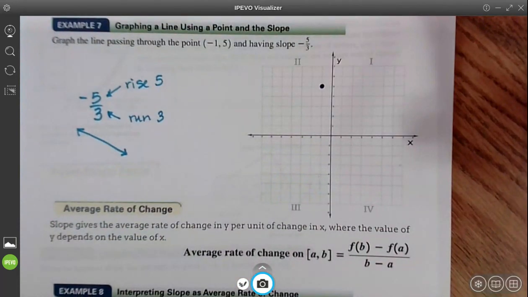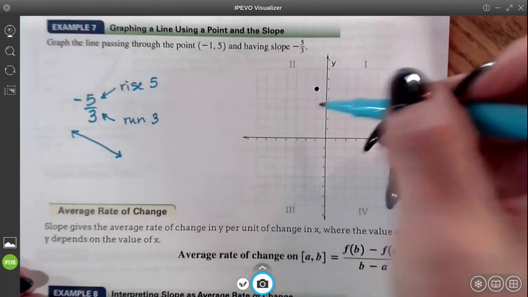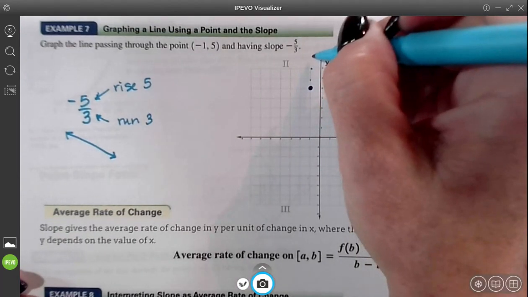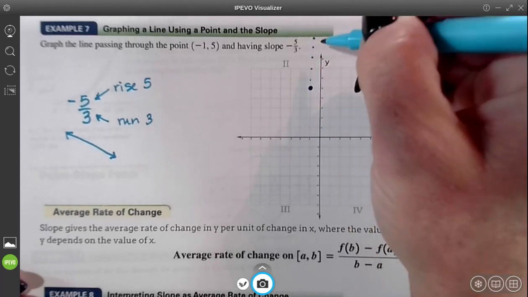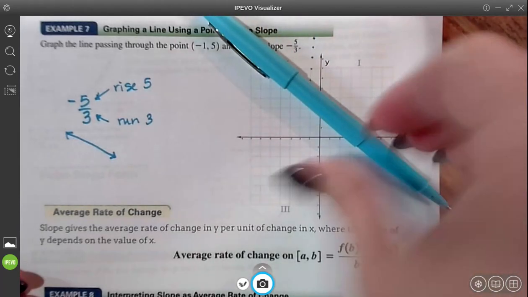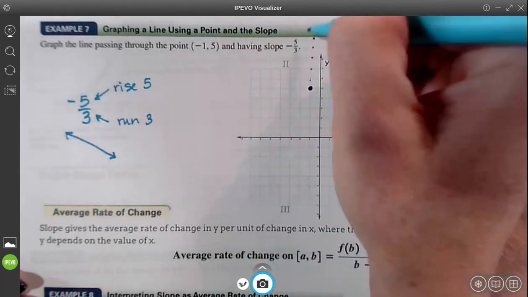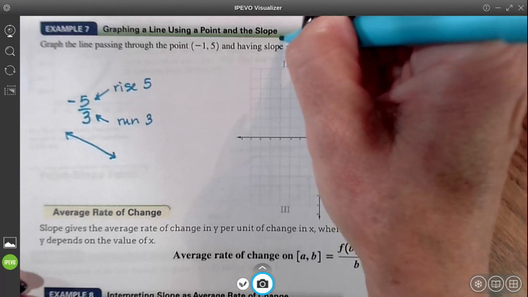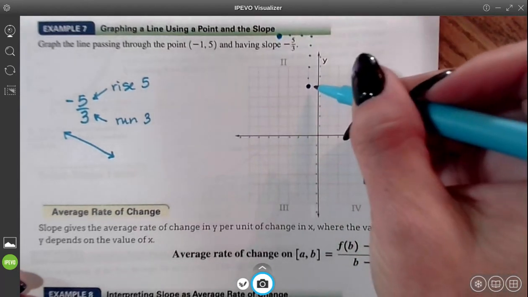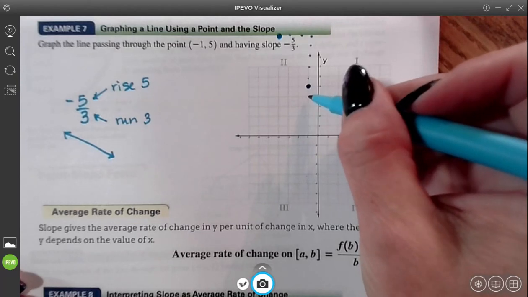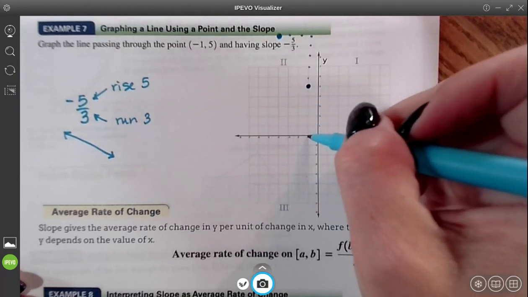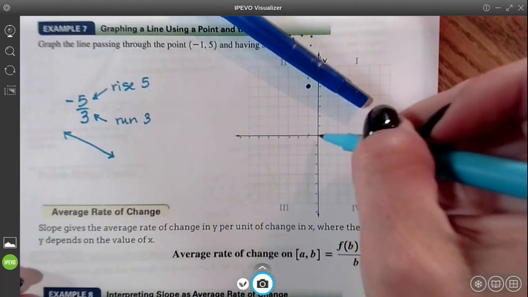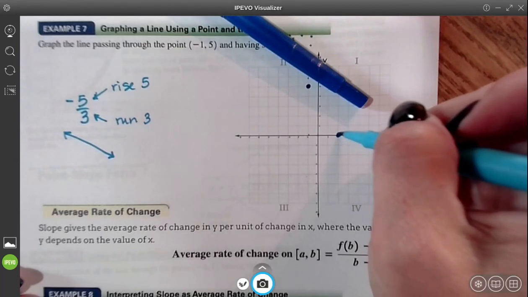So if I start from the point that we were given, negative 1, 5, and I rise 5, that's going to put me up in here. 1, 2, 3, 4. If I rise 5, in order for my line to slant negatively, I'm going to need to run 3 to the left before I put my point right here. But if I start from the point they gave me and I move down 5, 1, 2, 3, 4, 5, then in order to get my line to slant negatively in that direction, I'm going to need to run 3 to the right and put my point right there.